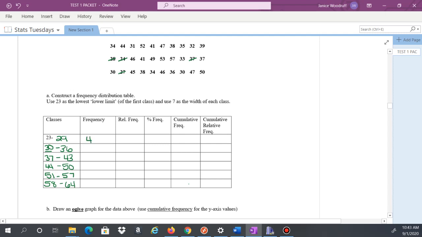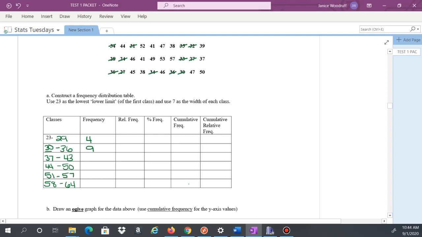And that's kind of how we're going to go about this. So then between 30 and 36, I've got 1, 2, 3, 4 in the first row, 5, one more in the second row, 6, 7, 8, 9. So I found 9 between 30 and 36. So 9 there.